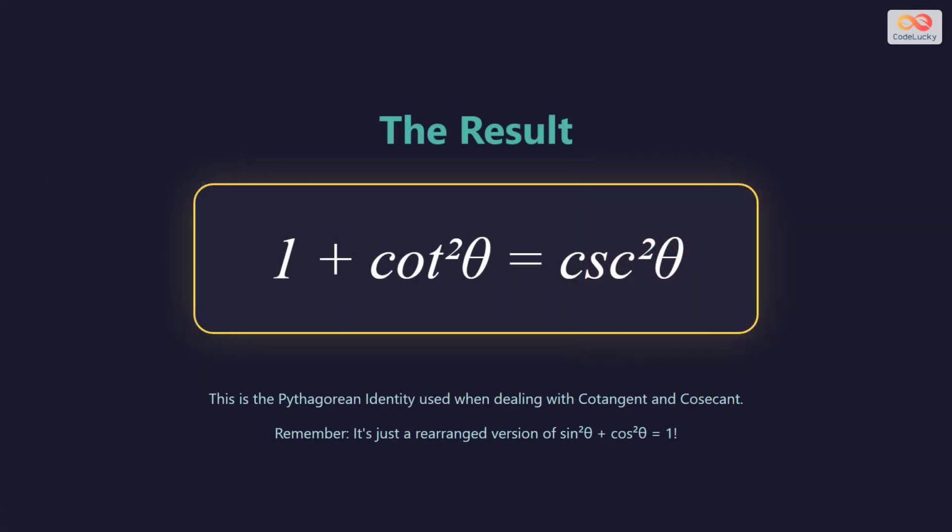Putting it all together, we arrive at our final identity. 1 plus cotangent squared theta equals cosecant squared theta. By simply dividing the main identity by sine squared, we have derived this useful formula completely from scratch.